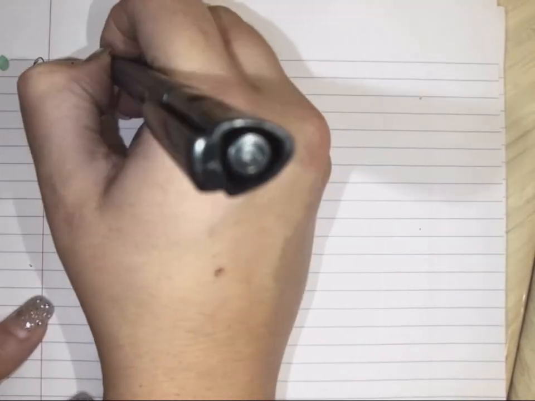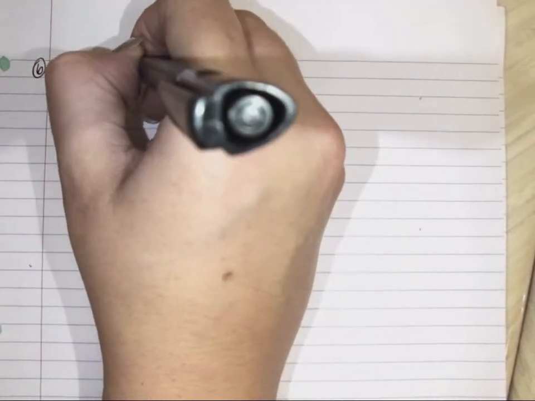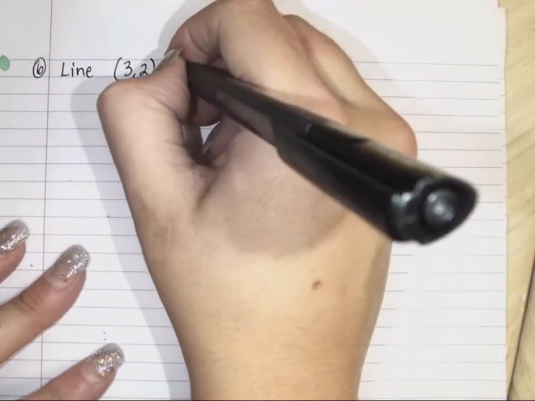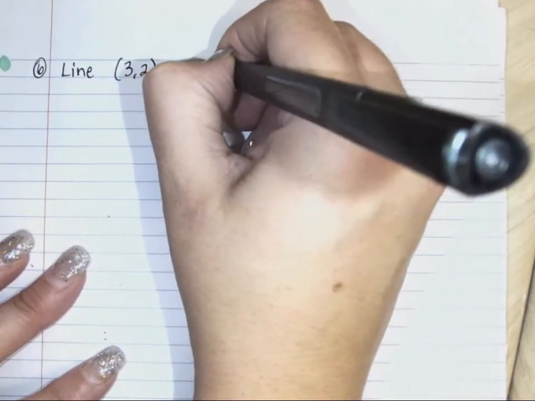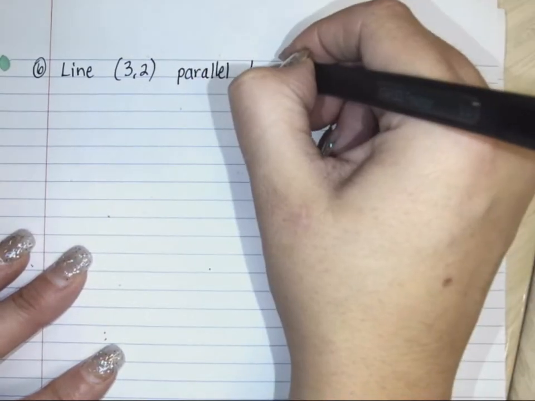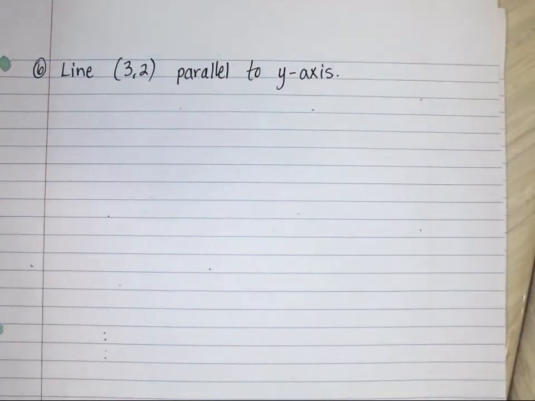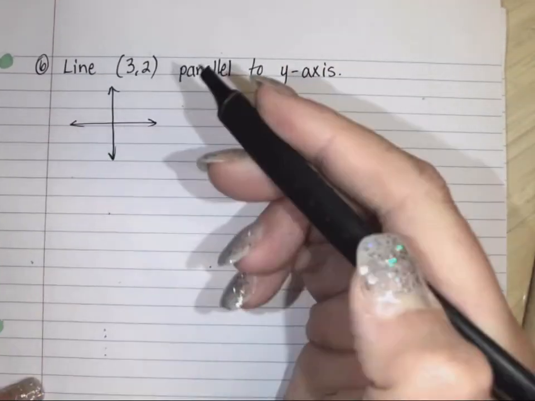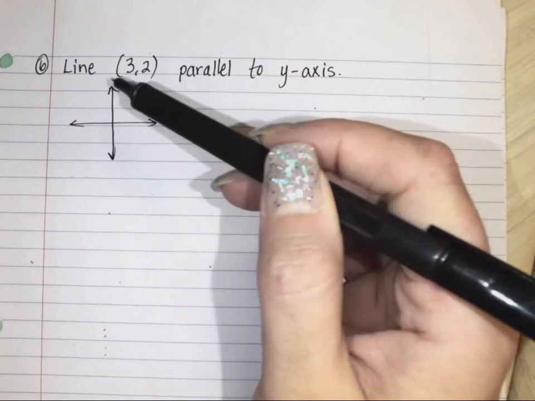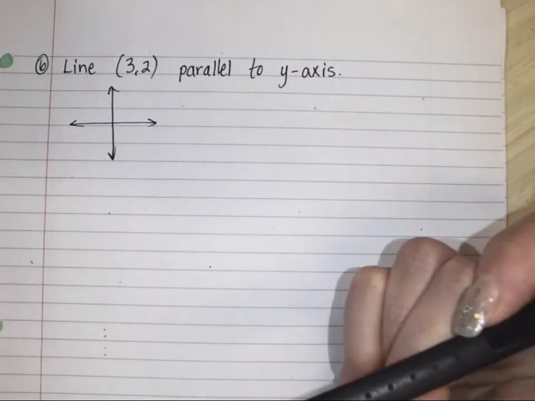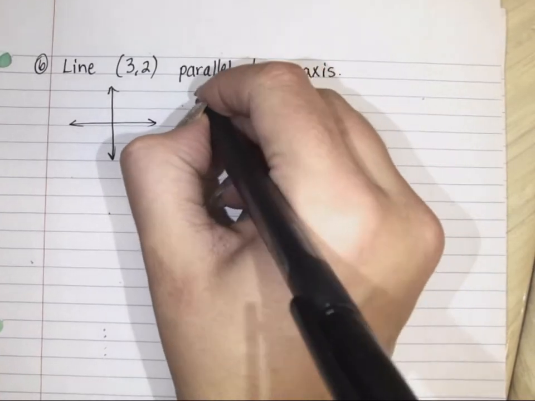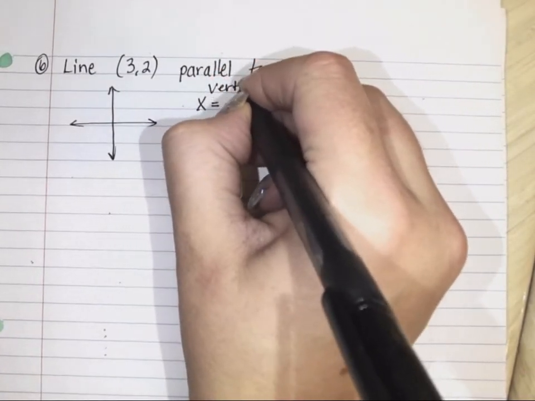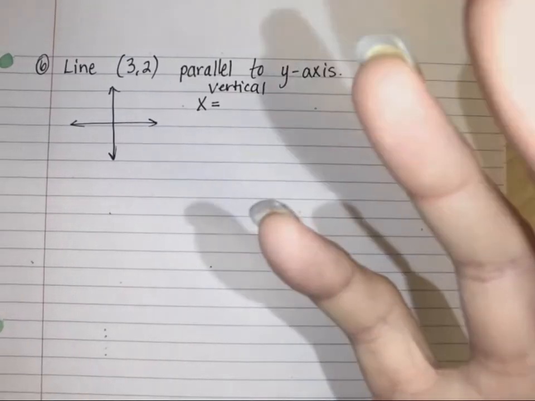All right, if I know that my line contains (3, 2) and that my line is also parallel to the y-axis, I want you to think about what type of line that is. So, of course, you've got your y-axis here. A line that's parallel to that, of course, would be another vertical line. And you recall a vertical line's equation is always x equals a constant, or x equals some number.